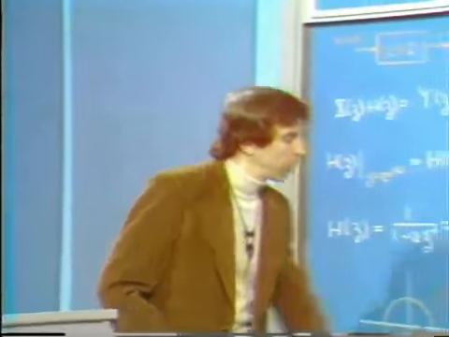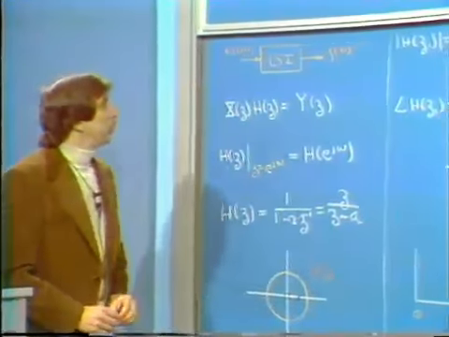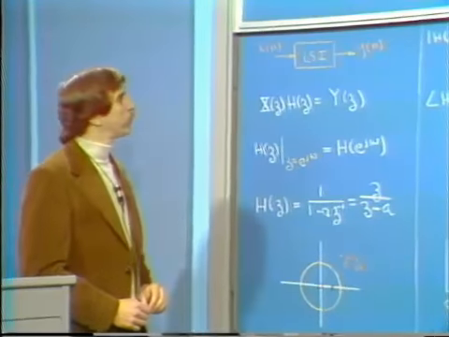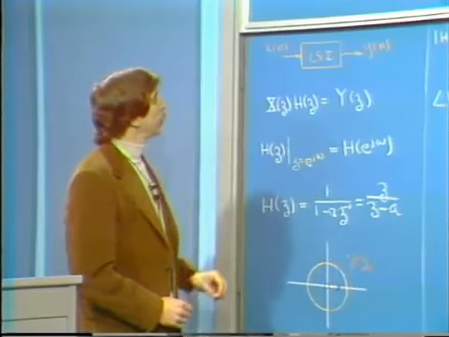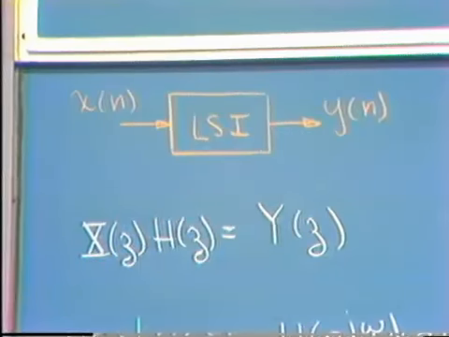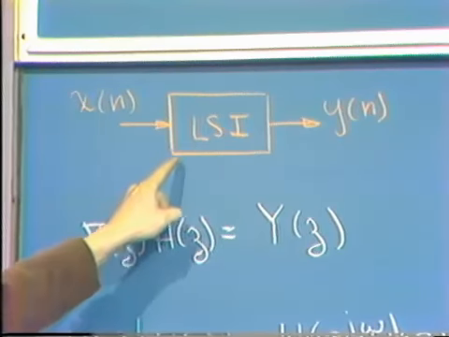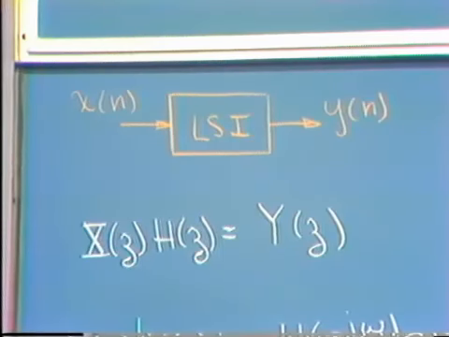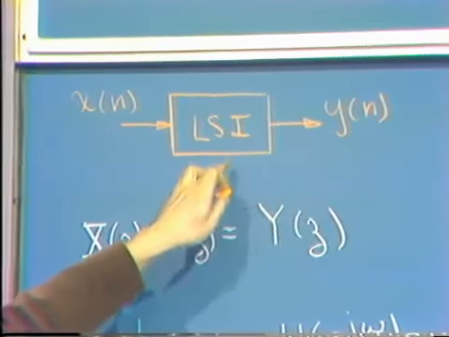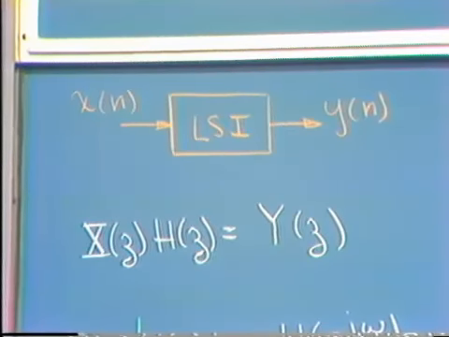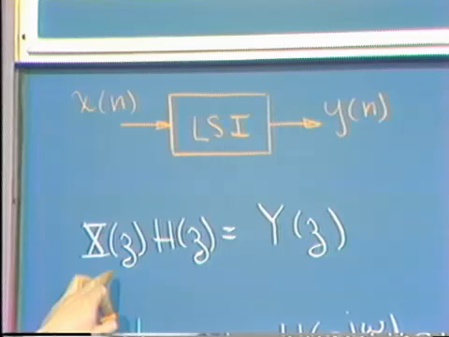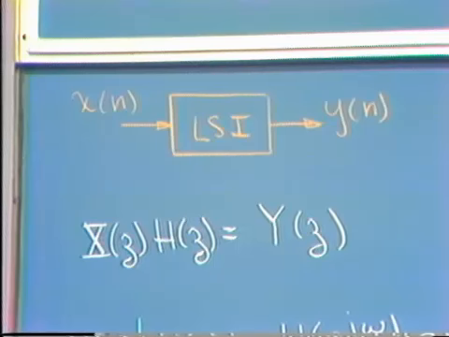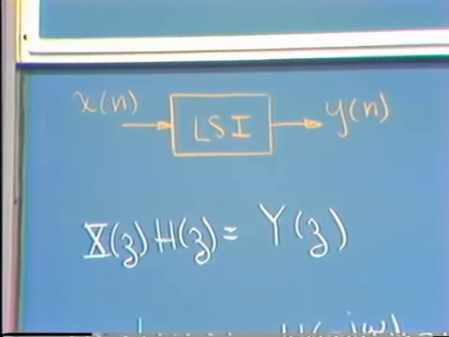Let me begin by reminding you of one of the important properties of the Z-transform for a linear shift invariant system, namely the fact that if we have a linear shift invariant system with a unit sample response h of n, input x of n, and output y of n, then, of course, y of n is the convolution of h of n with x of n, and the Z-transform of the output is the product of the Z-transform of the input and h of z, the Z-transform of the unit sample response, which is what we've been referring to as the system function.